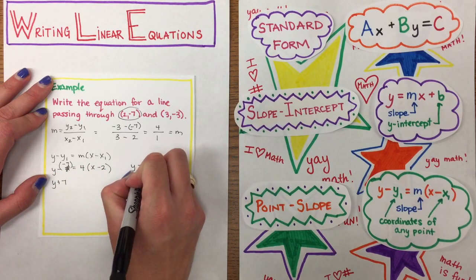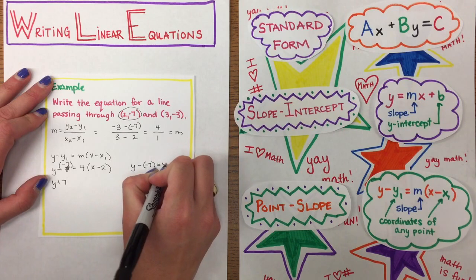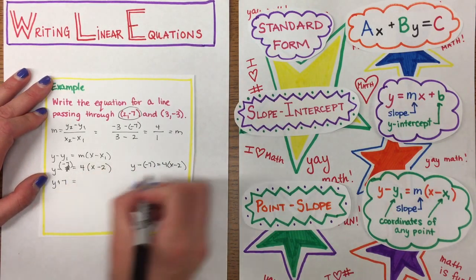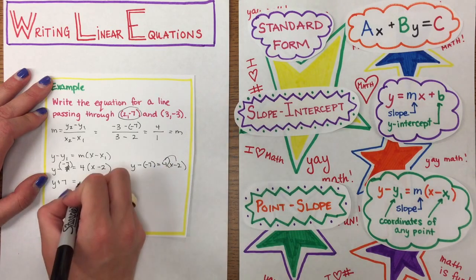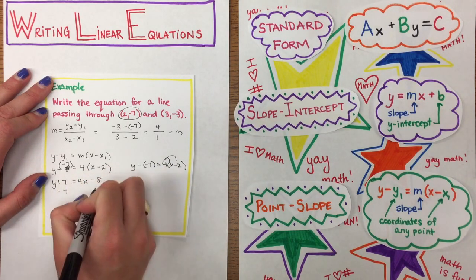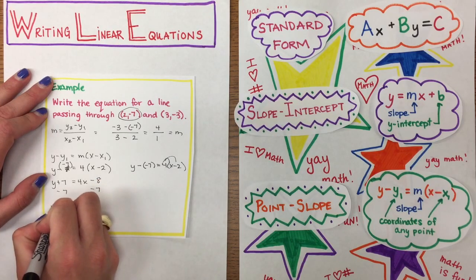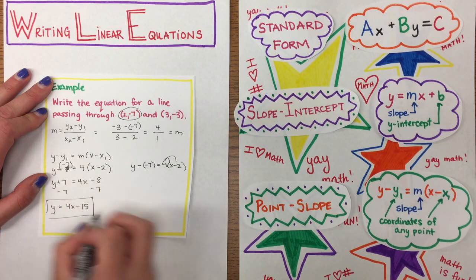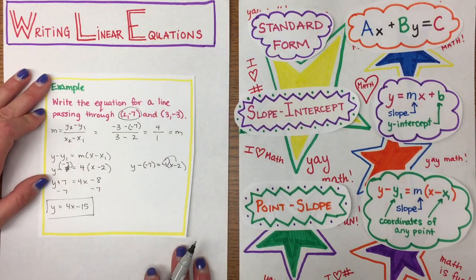Let me rewrite that out. So y plus 7, I'm going to distribute that 4 in, will give me 4x minus 8. I'm going to subtract 7 from each side, and y is equal to 4x minus 15. This is the equation of this line in slope-intercept form.